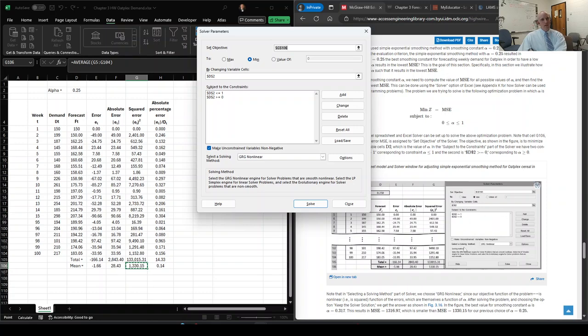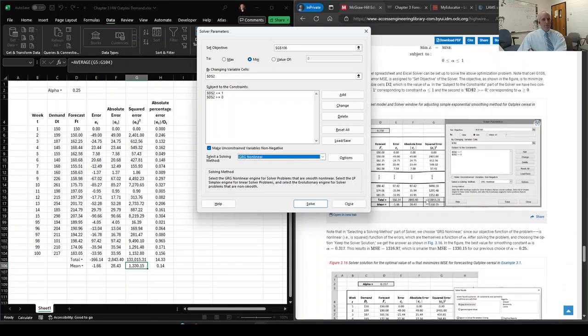The other change we need to make sure we have on our solver parameters is our solving method. We're going to use nonlinear. This is an exponential mathematical relationship, and so we can't use linear. We're going to use nonlinear, GRG nonlinear, and then we're going to click solve.